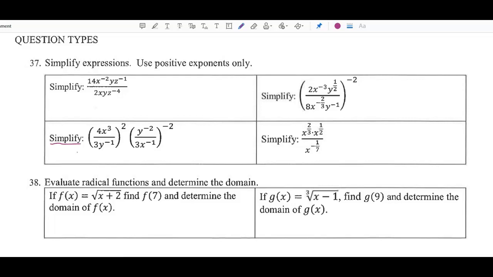So on this one here, can you see where my cursor's at? Hello? Anybody there?